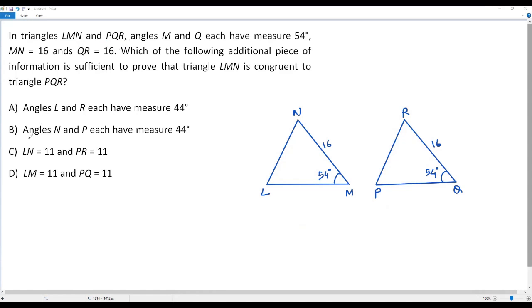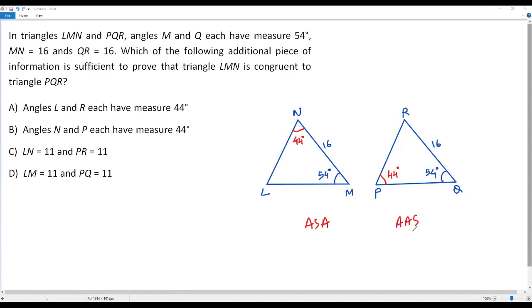Now let me consider the information in answer choice B, that is, angles N and P each have measure 44 degrees. Let's go to the vertex N in the first triangle, that is 44 degrees, and go to the vertex P in the second triangle, the interior angle is 44 degrees. In the first triangle, we have angle side angle, that is ASA. In the second triangle, we have angle angle side, that is AAS.